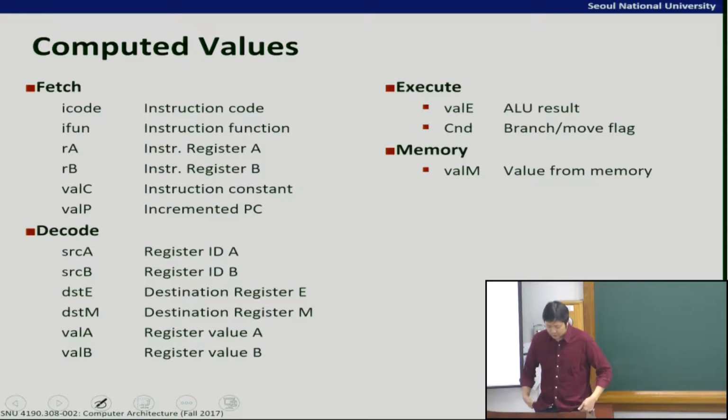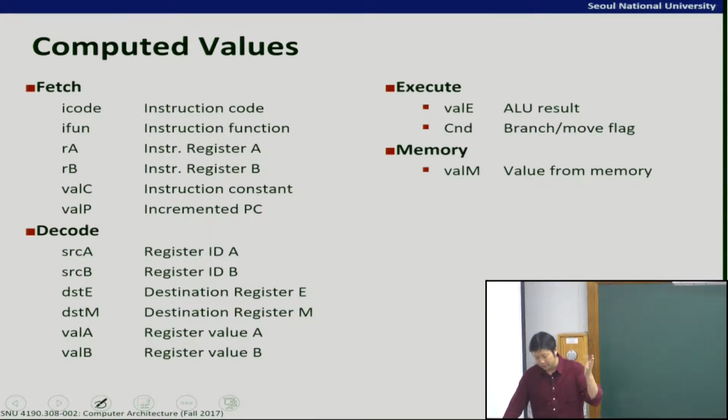valC is the instruction constant. Some instructions actually have a constant field, and that's called valC. And valP is the incremented PC. Basically you increment the PC value by the length of the instruction, which points to the next instruction, right? That's valP. So we define a bunch of variables that take a specific value depending on the instruction.